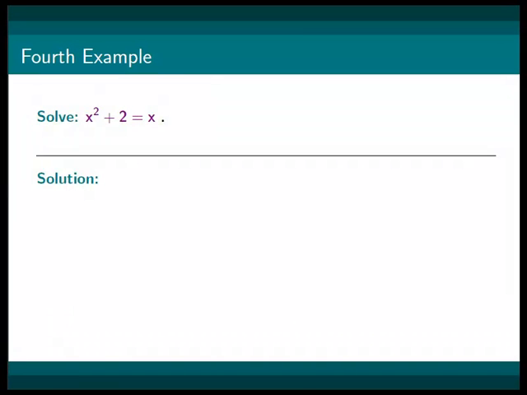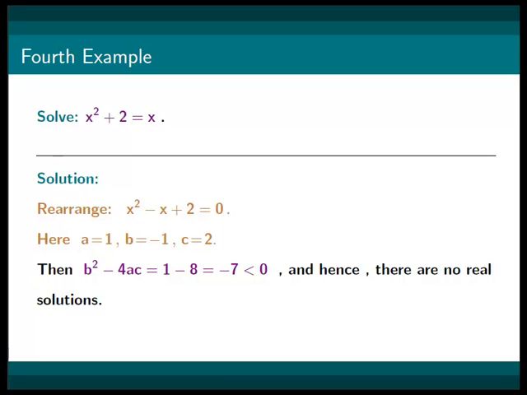In our last example, we have x squared plus 2 equals x. We will begin our solution by first rearranging the equation to x squared minus x plus 2 equals 0, with a equals 1, b equals negative 1, and c equals 2. Then, we can see the value of b squared minus 4ac will be 1 minus 8, which is negative 7.